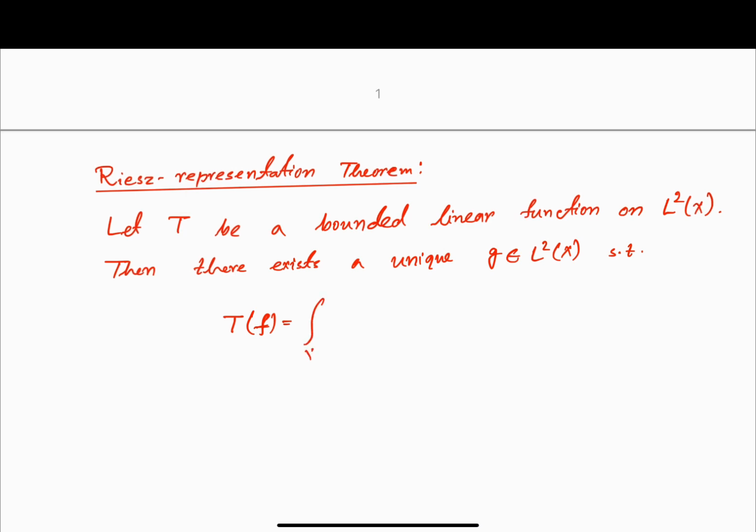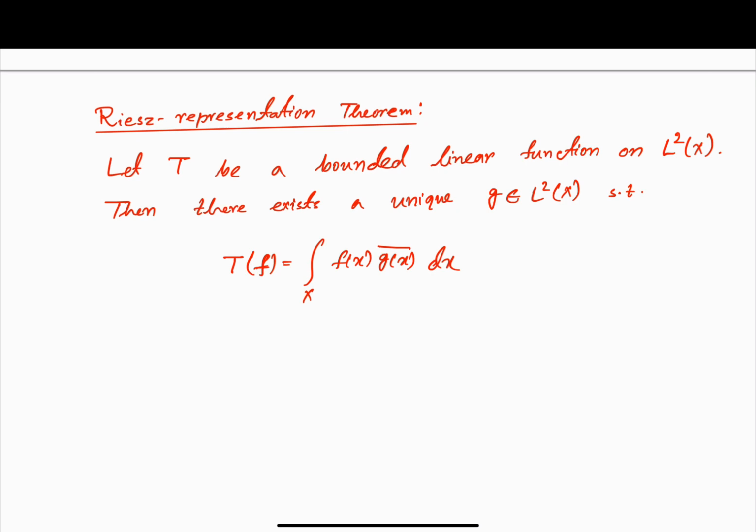is given by the integral of f(x) times g(x) bar, and this is the measure on the space X. So we will take the measure space of X, there is a measure, for all f in L2 of X, and moreover the norm of this functional will be equal to the norm of this function g.